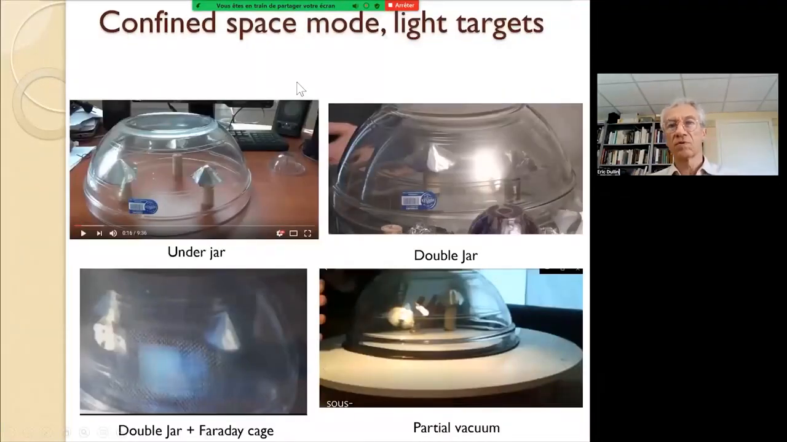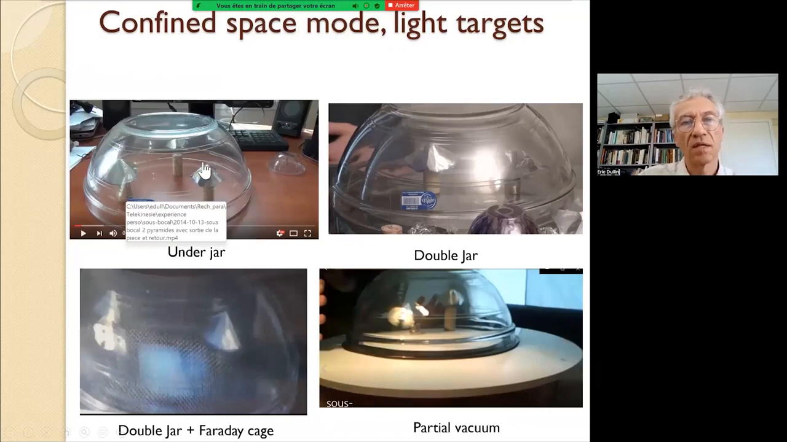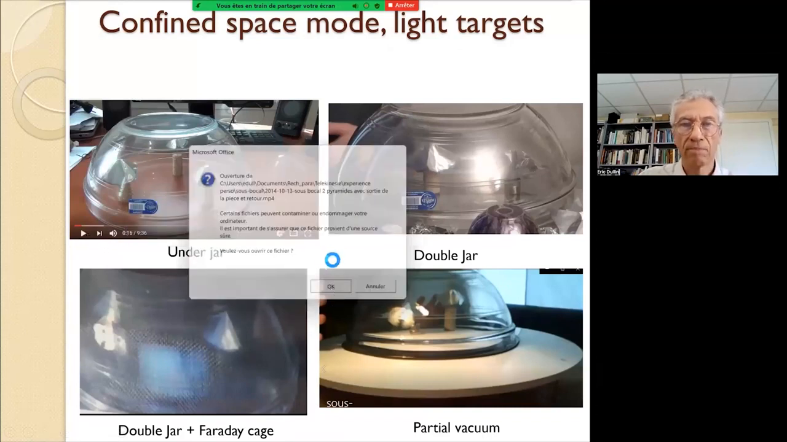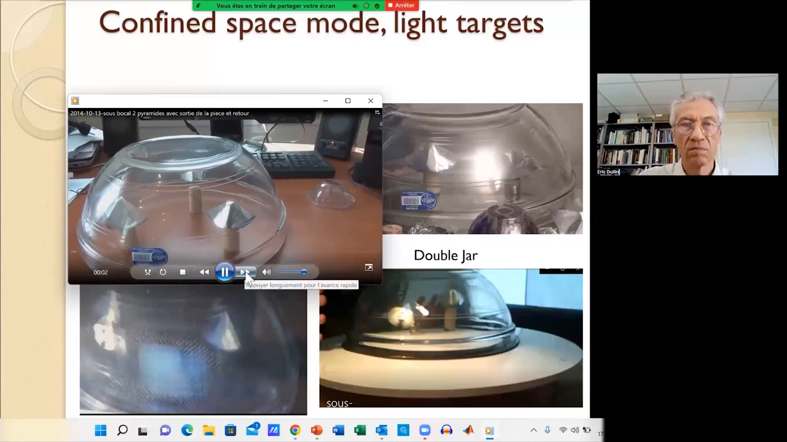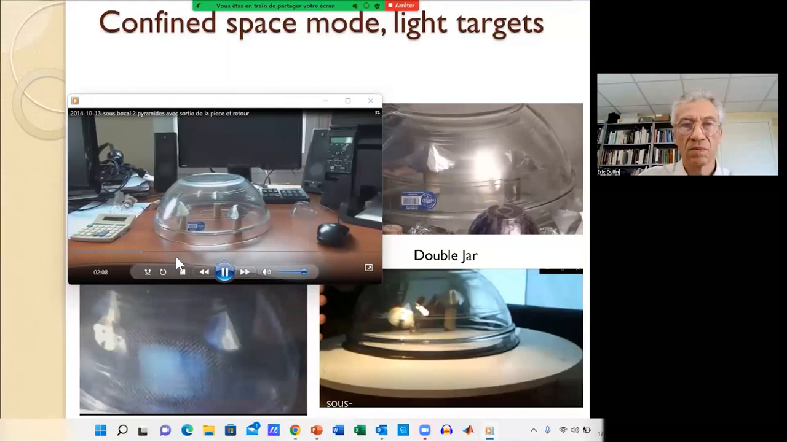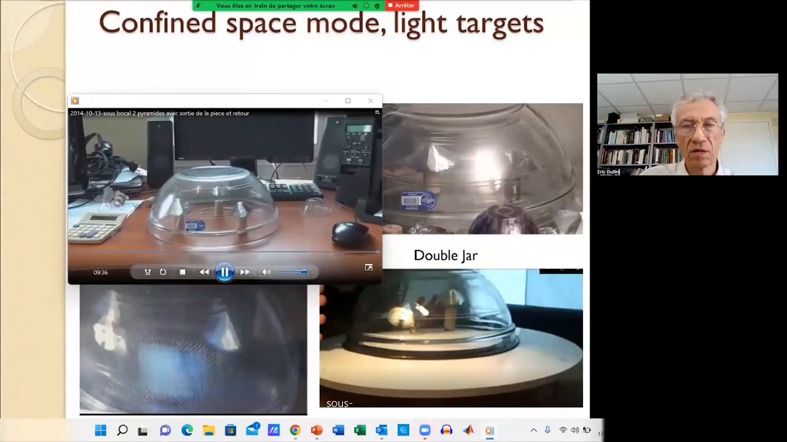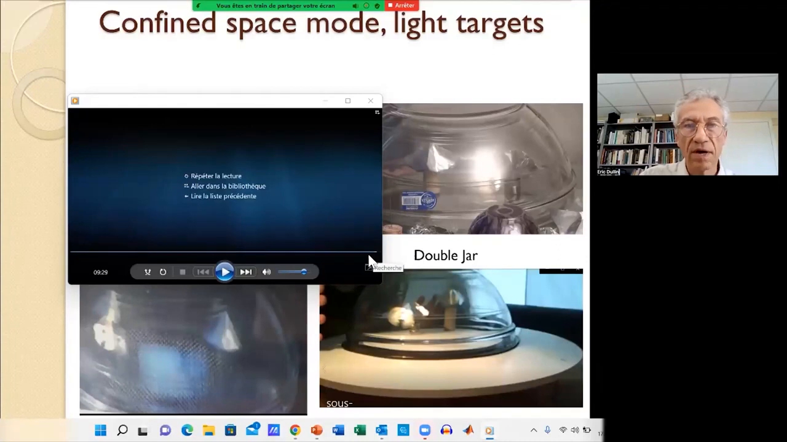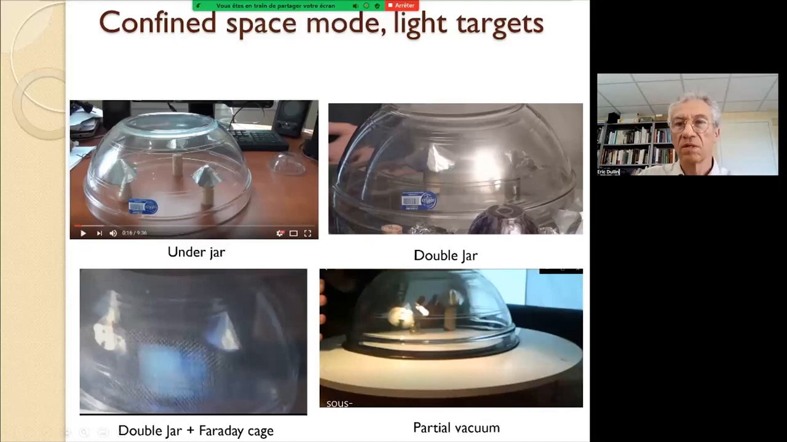We also make some exploratory experiments in confined mode. So here is an example with three targets and a container, and two were running. And they were running for, I think, nine minutes, and we had to cut it even outside the room. This one is with double glasses.